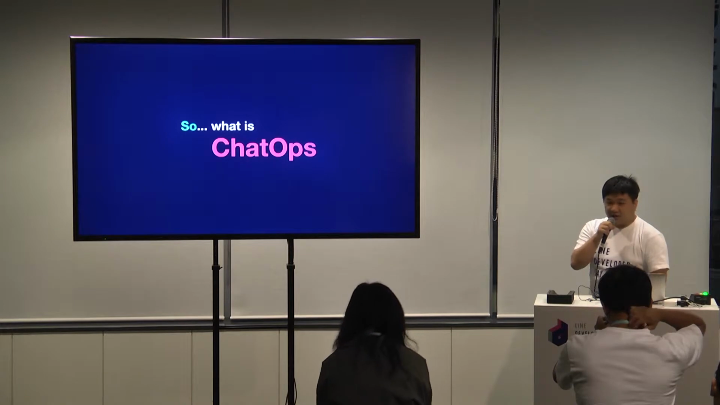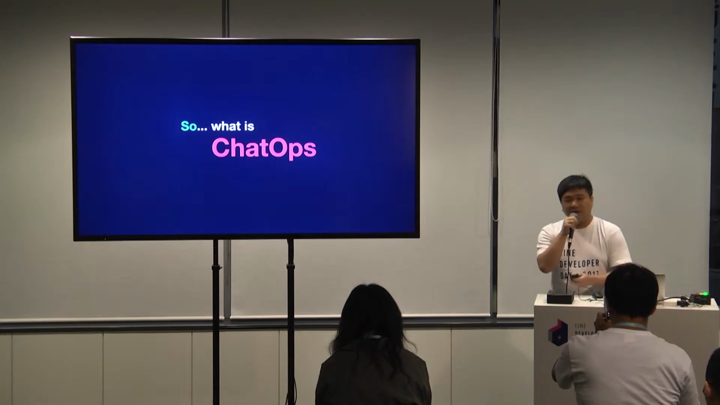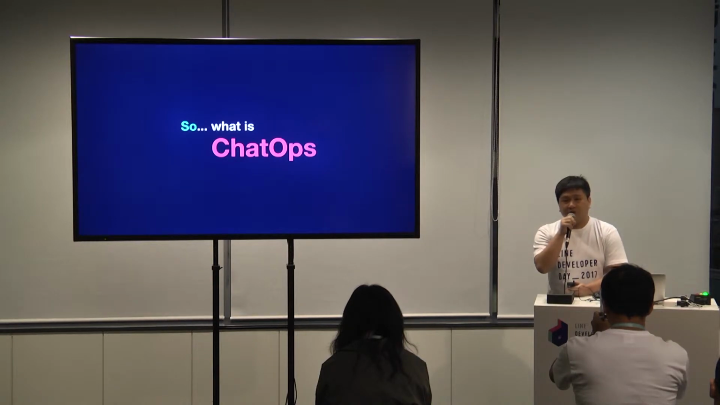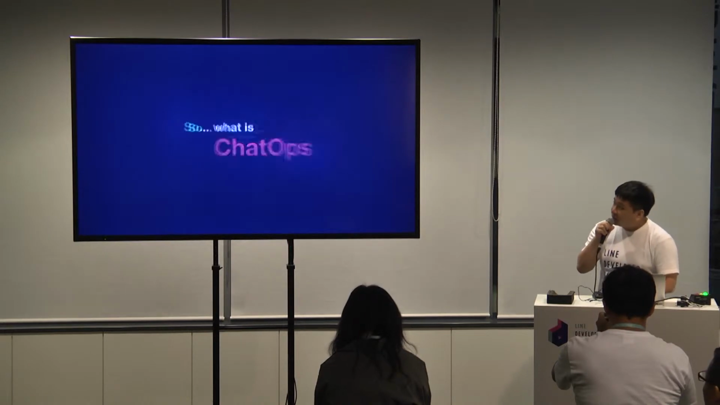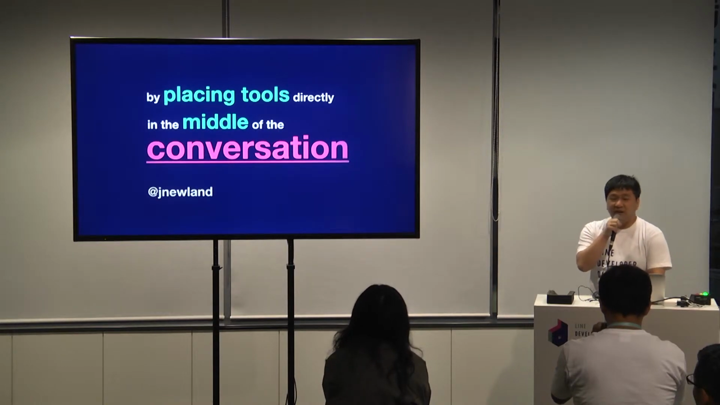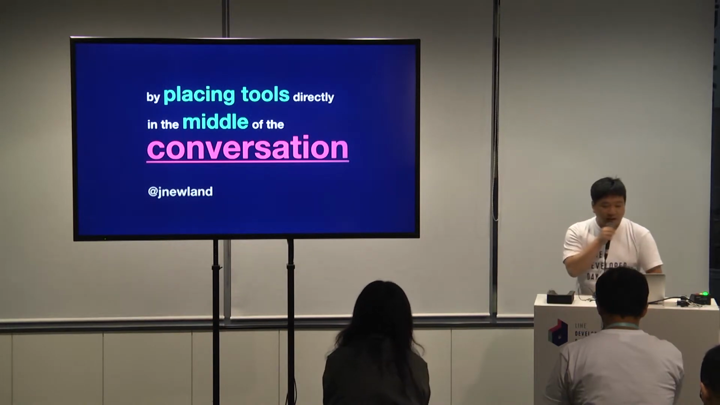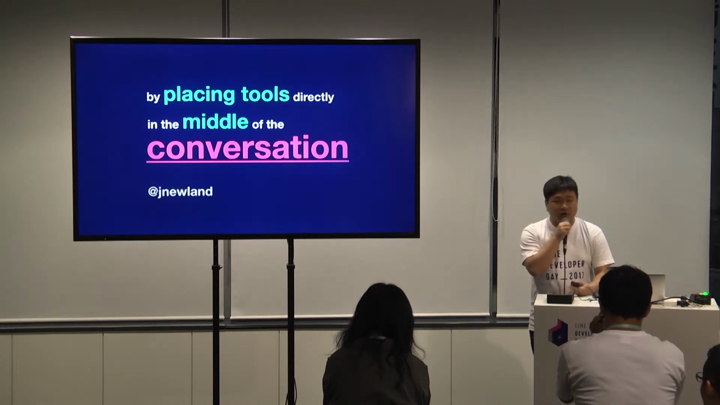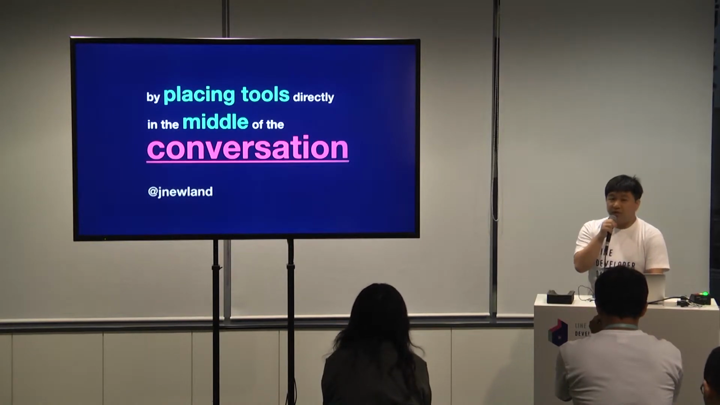Because in today's architecture, the applications and services tend to be more microservices oriented, so you have to automate a lot of things so your service gets smooth. Here's a phrase from a GitHub engineer, who I think was the first one who introduced the concept of ChatOps. He said that ChatOps is placing tools directly in the middle of a conversation. The important point is placing tools, and these tools are not just for developers.